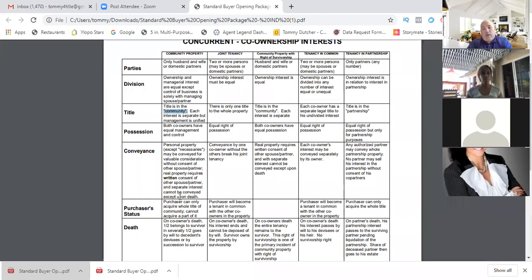Purchaser can only acquire whole title of community, cannot acquire a part of it. So as community property, if I owned a property with somebody else in community property, I can't just sell my side, my rights to it, right? It has to go as a whole.